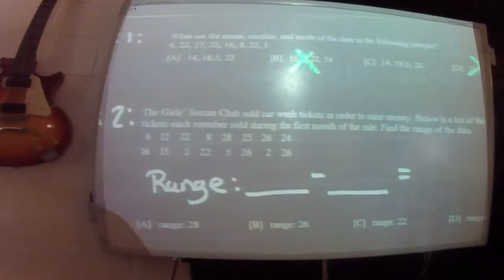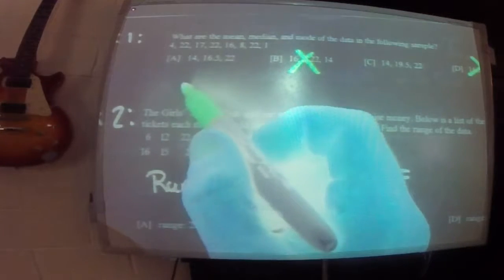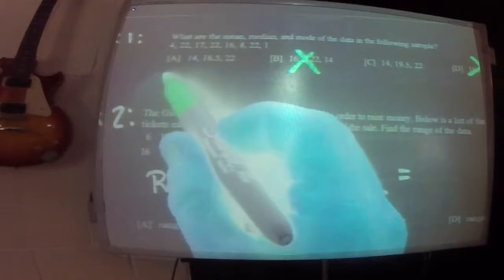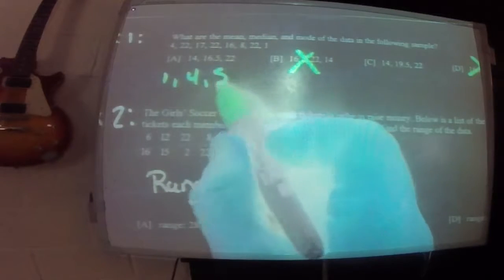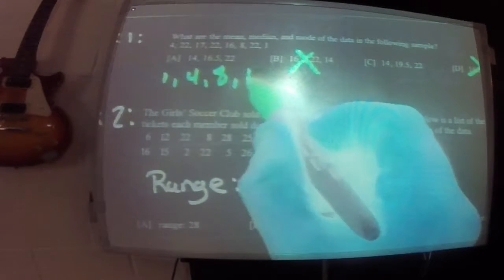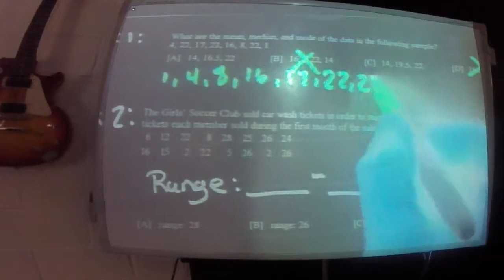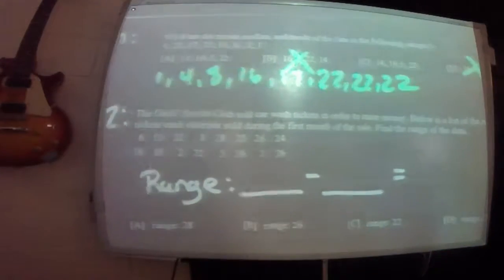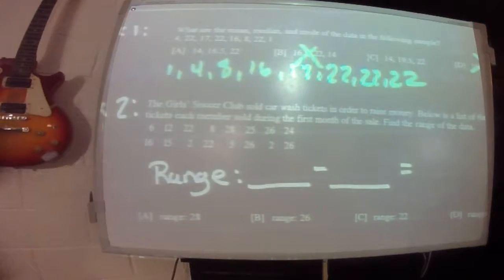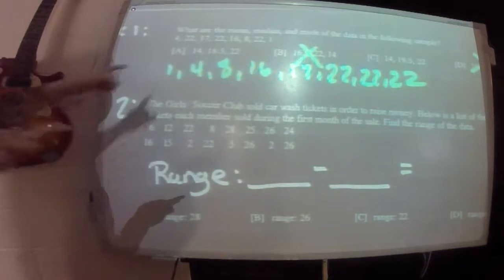Put them in order. Let's put them in order, that way you can see the middle too. So you've got 1, 4, 8, 16, 17, 22, 22, 22. Did I get all 8 in there?